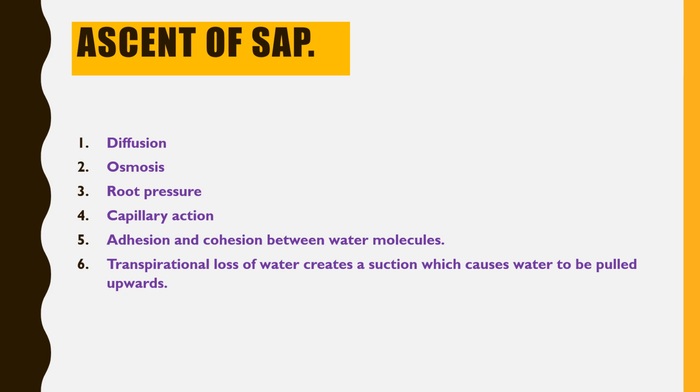Transpirational loss of water from the surface of leaves causes a gap which creates a suction pressure which pulls the water upwards. These are some of the factors discussed here. There are many more others to support the upward movement of water to such great heights in the plants.